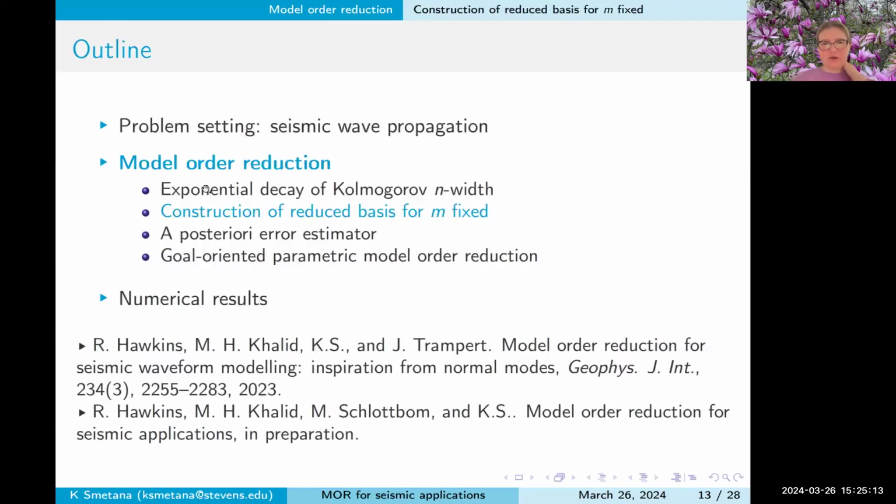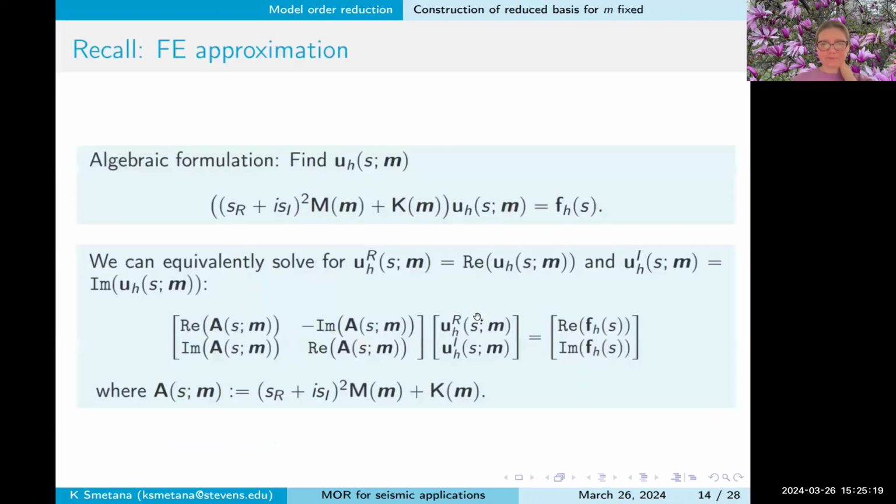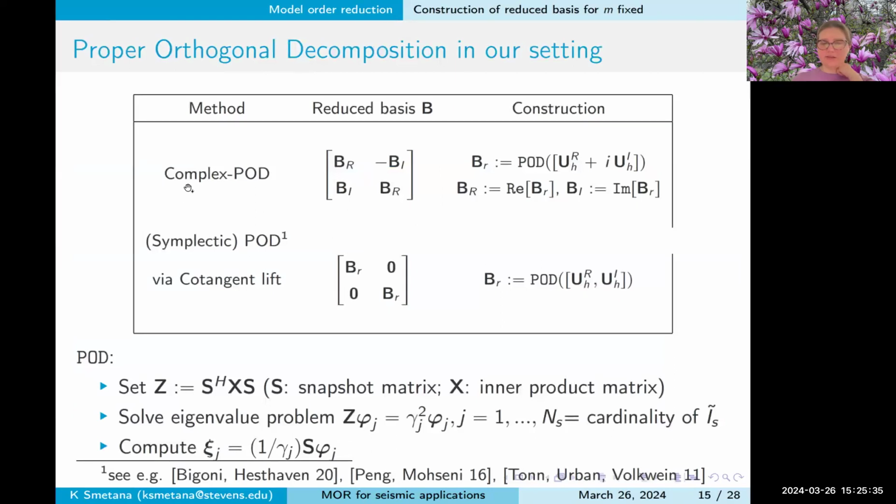Then I want to come to the construction of reduced basis methods for fixed m. Just wanted to briefly recall the finite element approximation. Again, as I said, you have the structure here where you have the real parts on the diagonal, and then you have the imaginary parts on the off diagonal. And then it has been suggested on several occasions to use, for instance, just correspondingly POD, which is complex valued. So basically, this is just POD straightforward, just accounting for the fact that you have complex valued numbers. And that's what we used here.